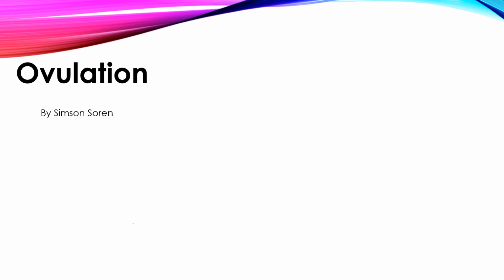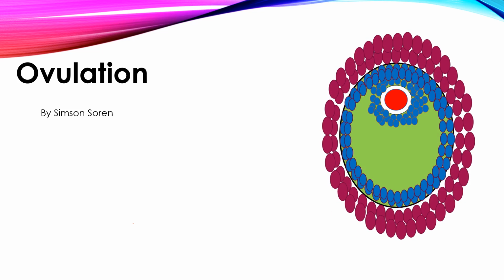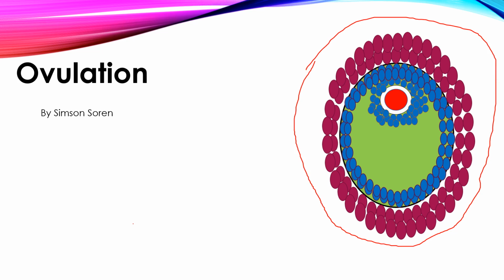Welcome to the topic ovulation. Today we will see what are the components, factors, and hormones that occur during the process of ovulation. So ovulation is a complex process.